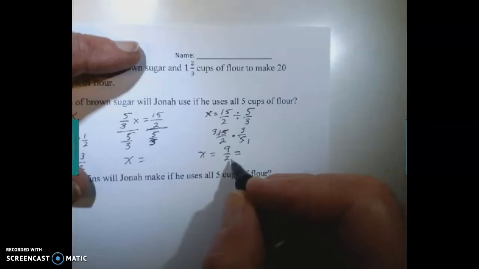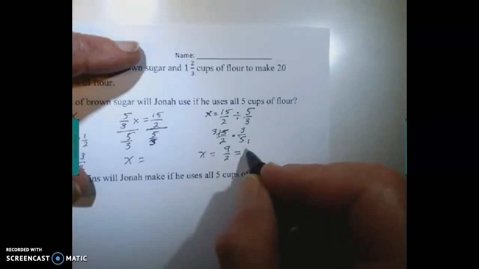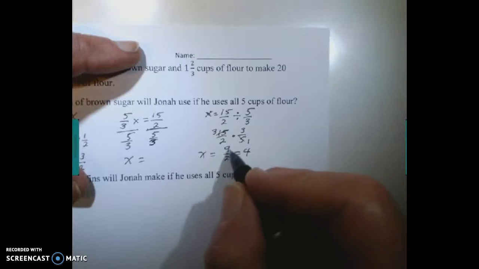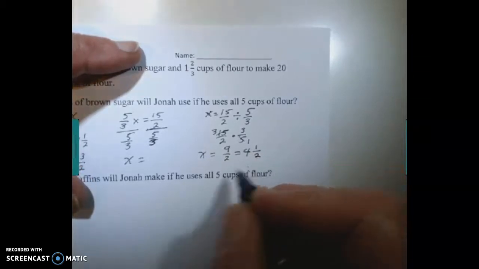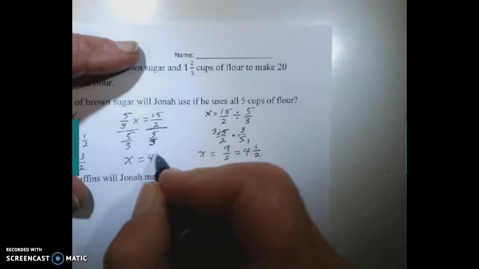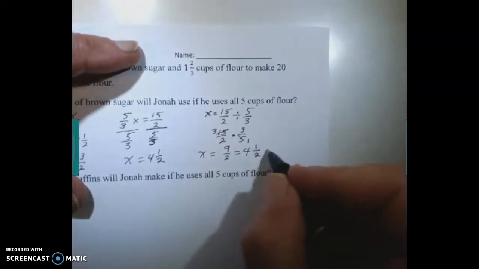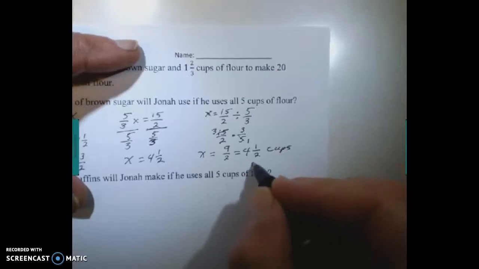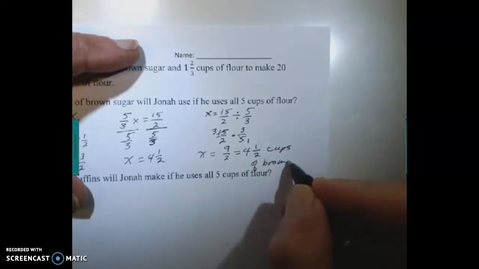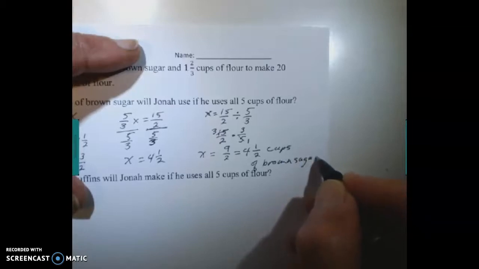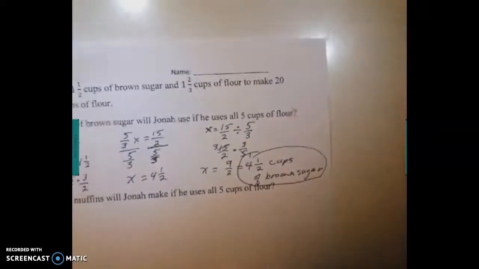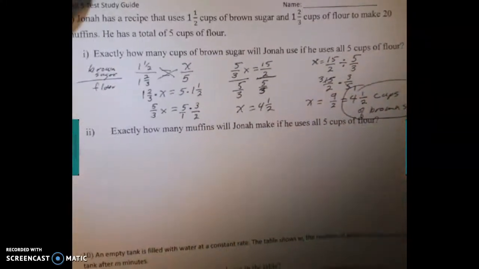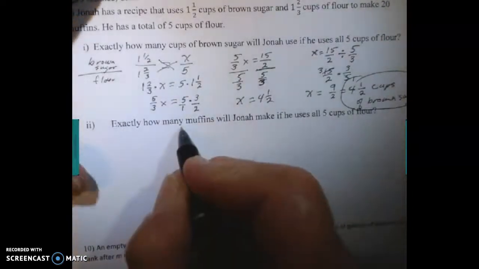Change that into a mixed number. 2 would go into 9 4 whole times. You'd have 1 piece left over. That'd be 8 pieces. 1 piece left over. Leave it as a fraction. 4 1/2. So your answer is 4 1/2. 4 1/2 cups of brown sugar. That is our answer.